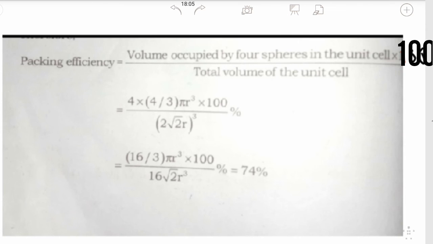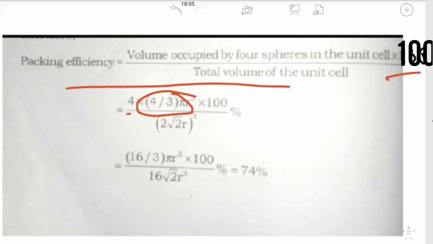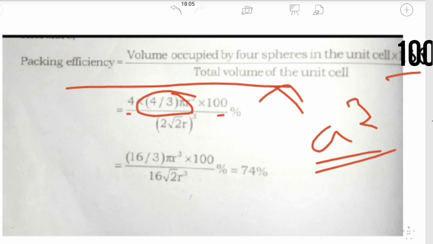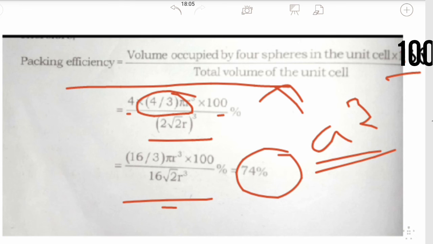We can calculate the packing efficiency by volume: it is equal to the volume occupied by 4 spheres in the unit cell into 100, divided by the total volume of the unit cell. The sphere formula is 4 by 3 pi r cube, so 4 into 4 by 3 pi r cube into 100. The volume of the unit cell is a cube. The value of a is 2 root 2 r, so a cube is 2 root 2 r the whole cube. By calculating, you will get 74% as the packing efficiency of the cubic unit cell.